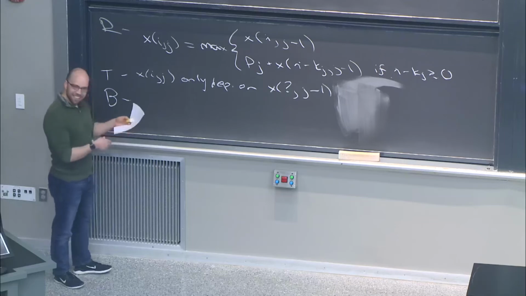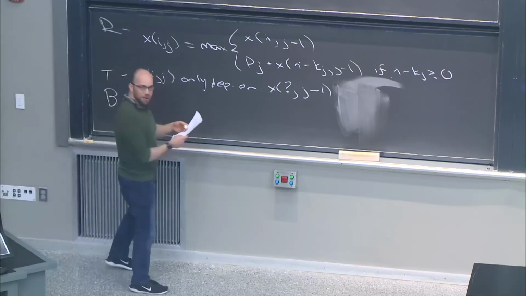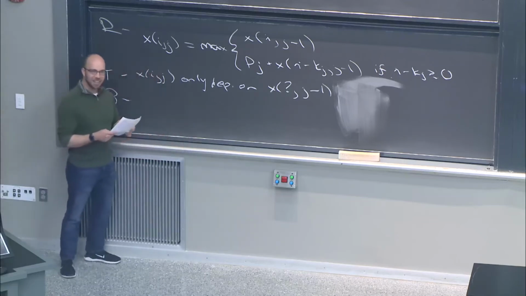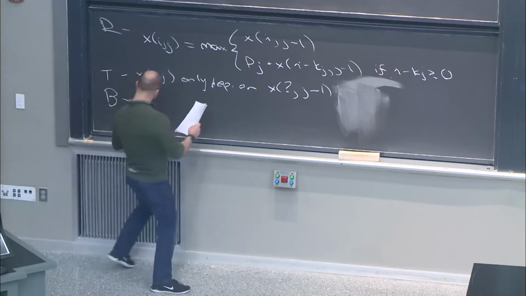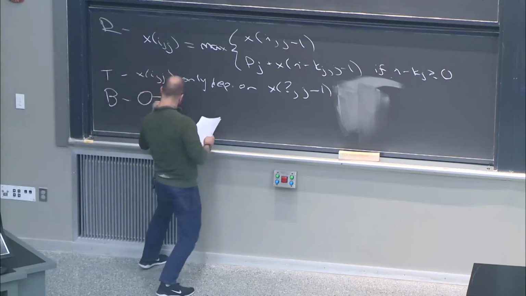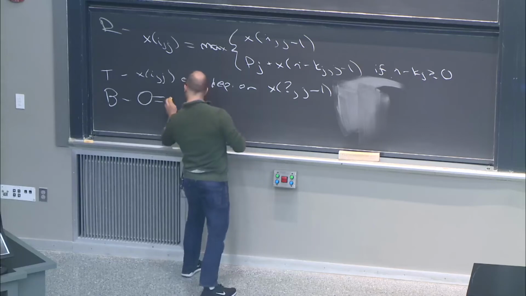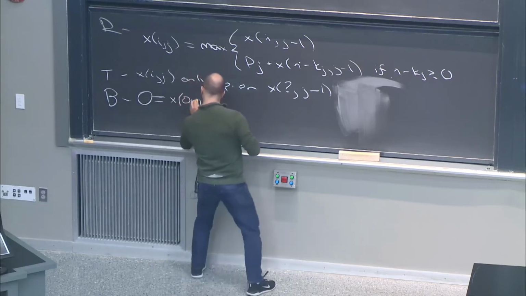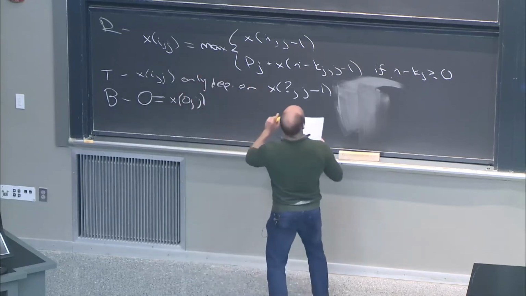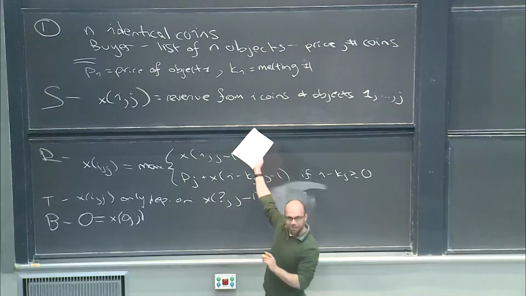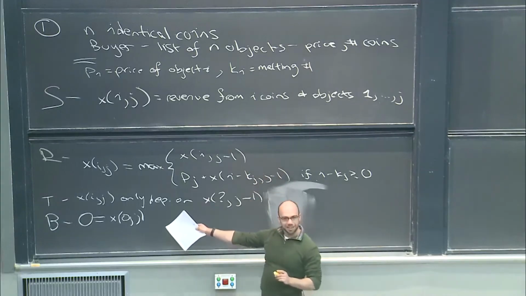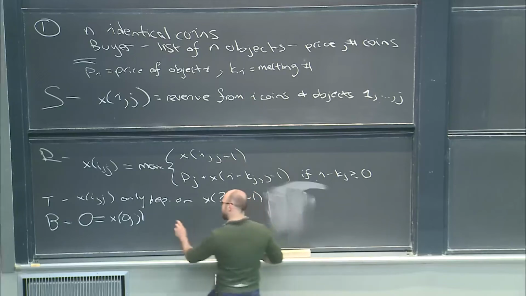I have a t-shirt that says that at home. And moreover, if I can't sell anything, I can't make any money. So those are pretty straightforward cases. So we have that x of 0 comma j equals 0. Remember, the first index is the number of coins you have. So this is saying I can't make anything if I don't have any coins.